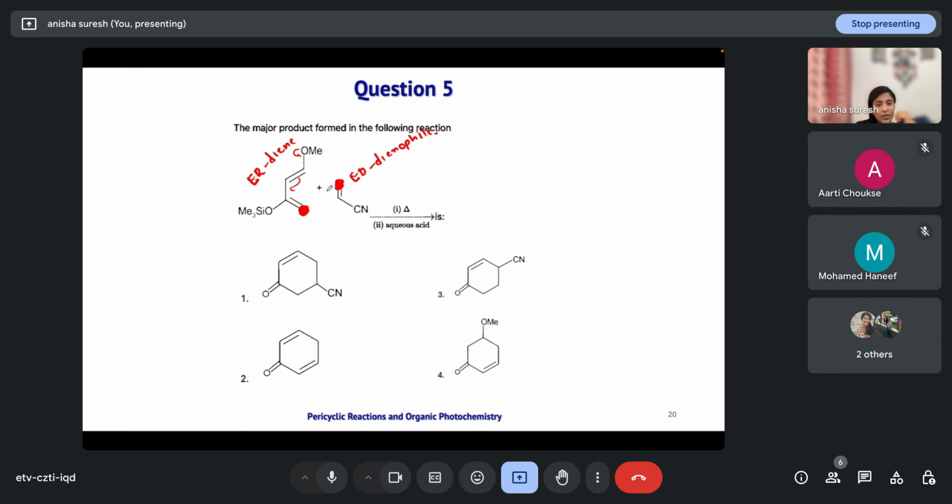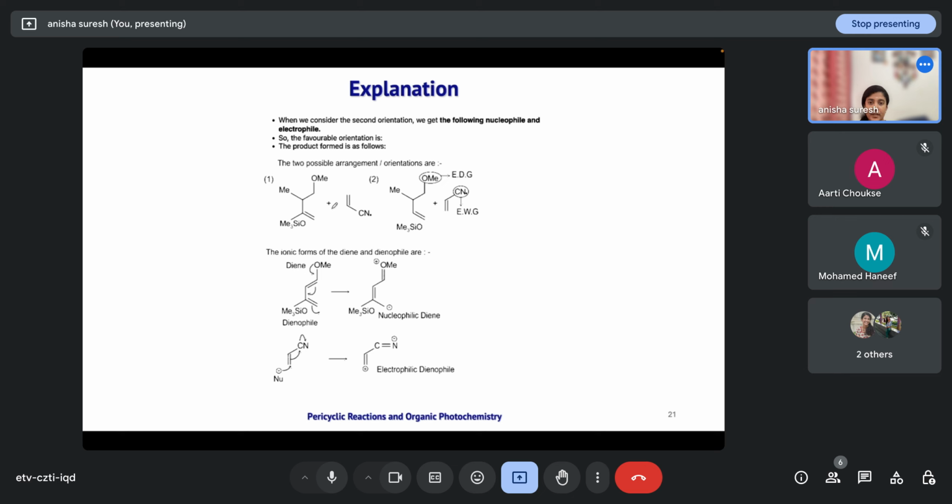Third option. Option 3 will be the right answer. So let us see the mechanism for that. This is how we are choosing the electrophilic center of the dienophile and the nucleophilic center of the diene. So when we consider the second orientation, we get the following nucleophile and electrophile. This is the diene, this is the electron donating group, and this is the electron withdrawing group. So because of that, this center will be nucleophilic and this center will be electrophilic.